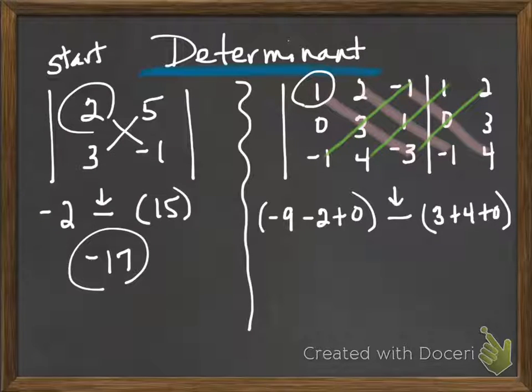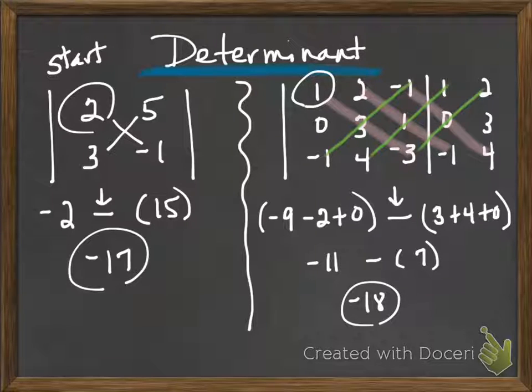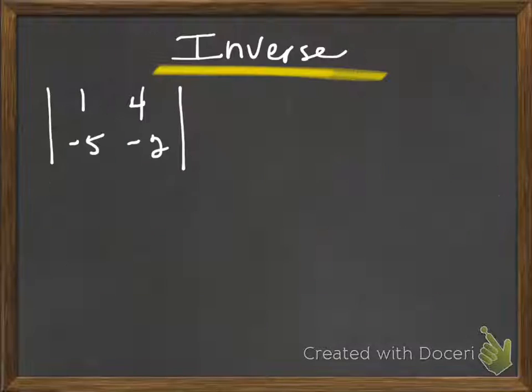You'll simplify each parenthesis, so we'll get a -11 minus 7, and then we'll simplify from there. -11 minus 7 is -18. So you have your 2 by 2 determinant, and you have your 3 by 3 determinant.